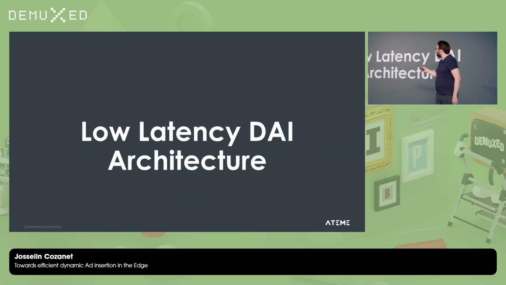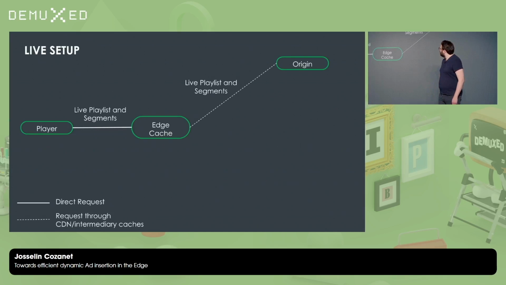And that's why I'm going to present to you the low latency DAI architecture we made and used in order to achieve this. So this is a standard pipeline for live streaming, a very simplified one, of course. We basically have the player here, which requests everything from the content, so the playlist and segments, to the edge cache, which will be useful later on, and the edge cache requests basically the same thing to the origin or packager. It goes, of course, with intermediary caches, usually, which are represented here with this dotted line.